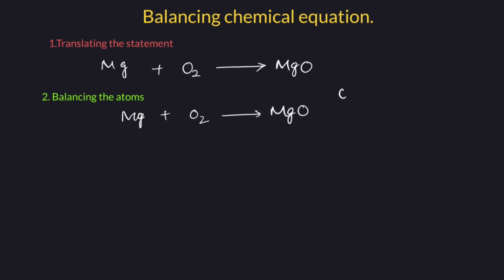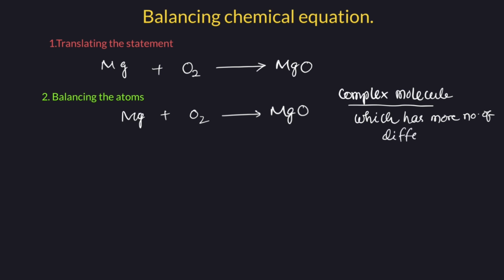So what is the complex molecule? Complex molecule means the one which has more number of different atoms. Start from which one? The complex molecule. Now we have here oxygen 2 atoms, magnesium plus oxygen 2 atoms, but it has different atoms, this is the same, therefore this is considered as the complex.